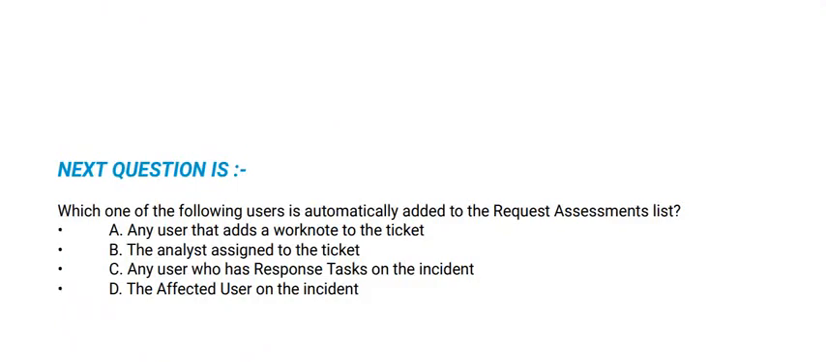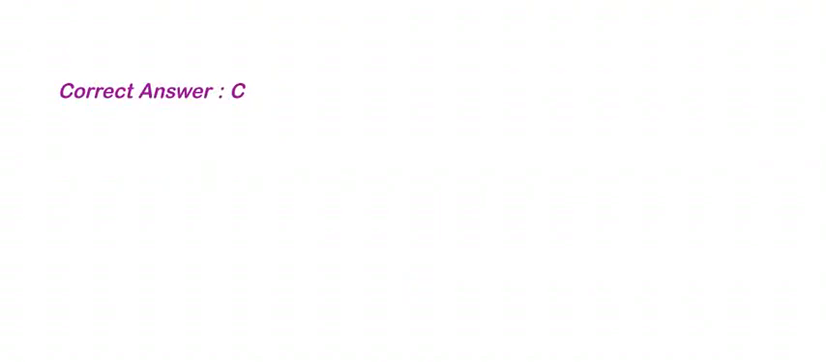One of the following users is automatically added to the request assessments list. Options are: Option A, any user that adds a work note to the ticket. Option B, the analyst assigned to the ticket. Option C, any user who has response task on the incident. Option D, the affected user on the incident. The correct option is option C.